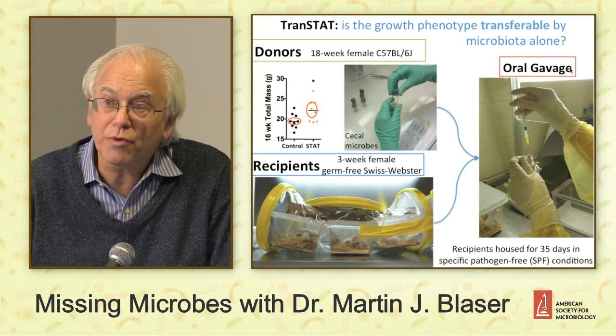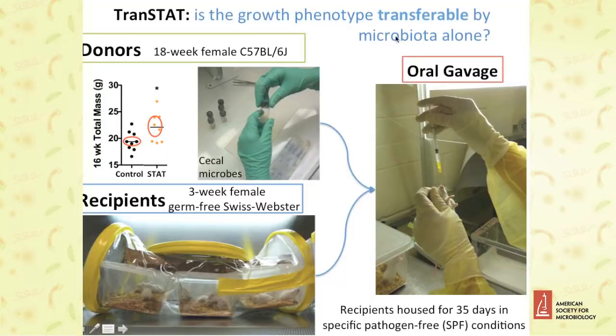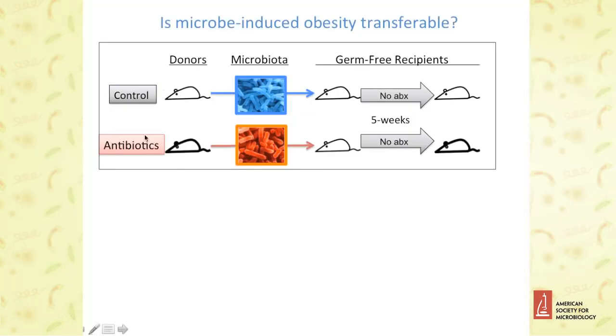So we continued this work with an experiment that we called Transstat. We asked, could we transfer the growth phenotype using the microbiota alone to isolate that from the effect of the antibiotic? The donors were mice that received antibiotics or not. We took mice in the middle part of each group, so we wouldn't bias things. The mice were sacrificed. We harvested their cecal contents, and we gave these via oral gavage to germ-free mice, mice that we had purchased in a bubble. Now we conventionalized these mice, and we housed them for the next 5 weeks under specific pathogen-free conditions so we could see what happened. So here's the study design again. Our donor mice received antibiotics or not. We harvested their microbiota. We gave them to the germ-free recipients who did not receive any antibiotics, and we followed them for 5 weeks.